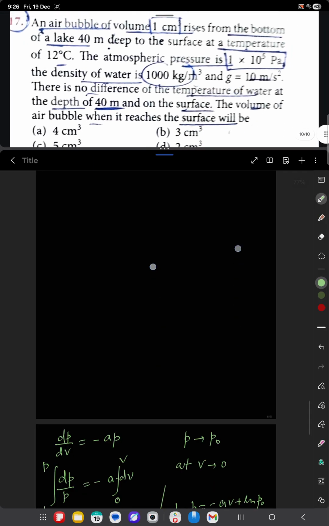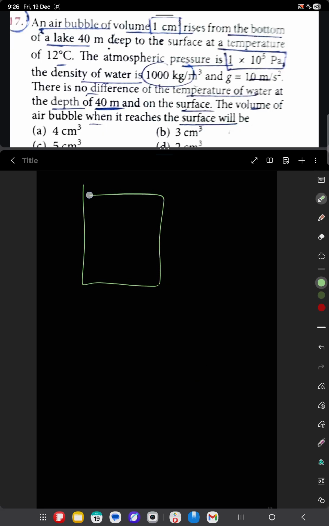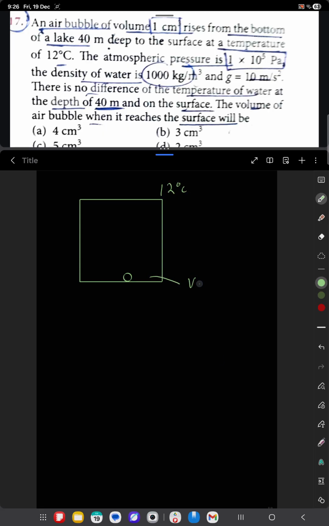Now moving on to the next question. An air bubble of volume 1 cm cubed rises from the bottom of a lake 40 meter deep to the surface at a temperature of 12 degrees centigrade. So this surface is at 12 degrees centigrade. Initially here the volume is V and the depth is 40 meter. Atmospheric pressure is 1 into 10 to the 5 Pascal. Density of water is 1000 kg per meter cube. G is taken as 10. There is no difference of temperature of the water at a depth of 40 meter and on the surface. Find the volume of the air bubble when it reaches the surface.